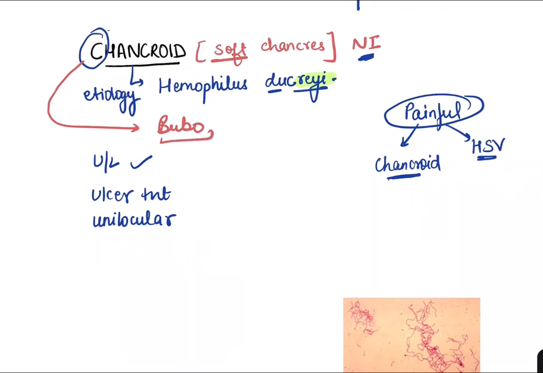What is bubo? Bubo is when there is involvement of the lymph nodes, and the enlarged lymph nodes are filled with pus, an accumulation of pus. So bubo is a pustular form. In chancroid, it forms bubo. So we have to remember these are soft, they make us cry, they are painful, the ulcer is unilateral and unilocular, and there is involvement of the lymph nodes.